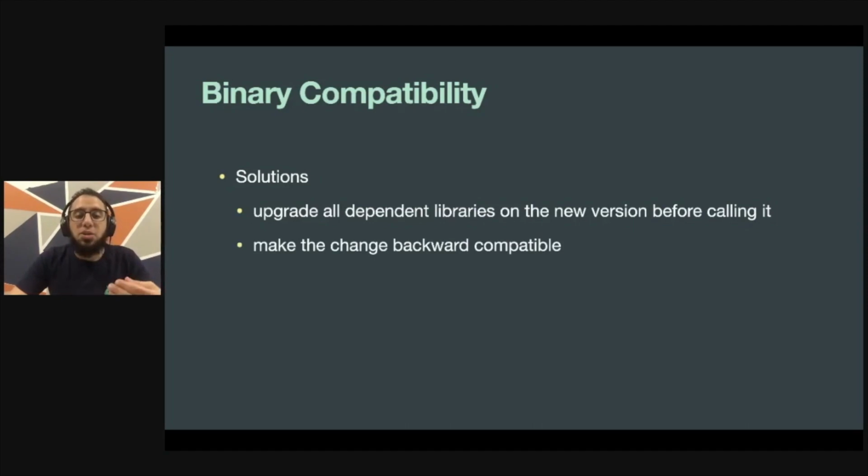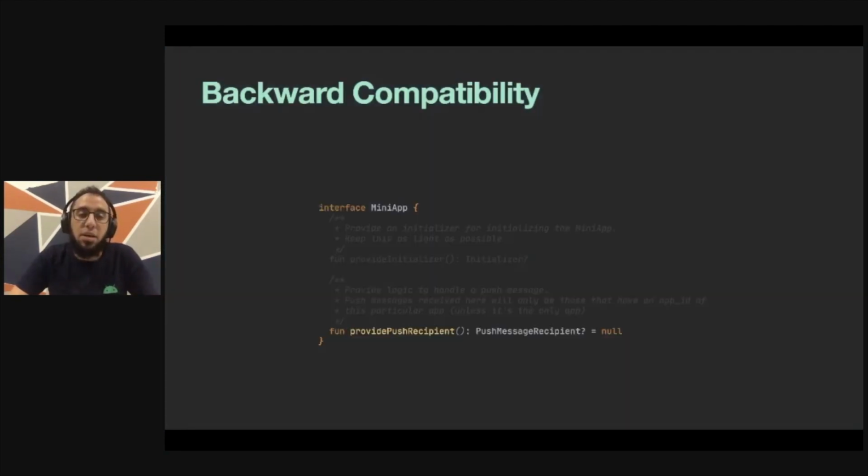The second option is to try to make the change backward compatible. So how can we do that? If you back up and think about it, all we really want is some way to say, hey, can I safely call this method or not? Is this method actually implemented? Are they using the new version of the library or not, is the question we're trying to ask. And the method that we have is just this function, provide push recipient, that returns a push recipient or not.